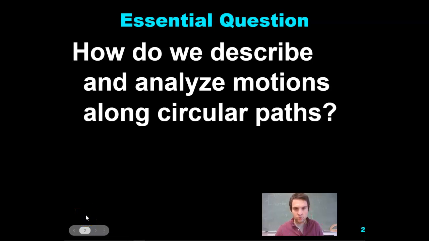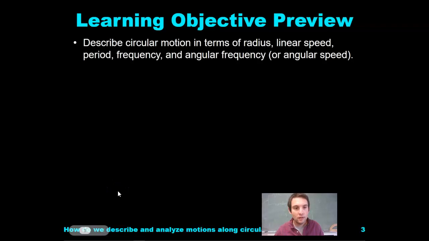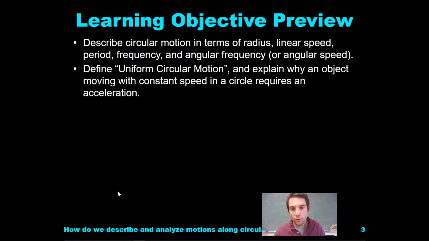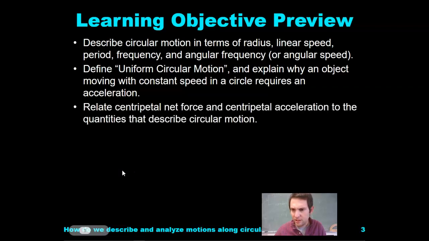All right, let's talk about circles. How do we describe and analyze motions along circular paths? We're going to describe circular motion in terms of radius, linear speed, period, frequency, and angular frequency, or angular speed. Define uniform circular motion and explain why an object moving with a constant speed in a circle requires acceleration.